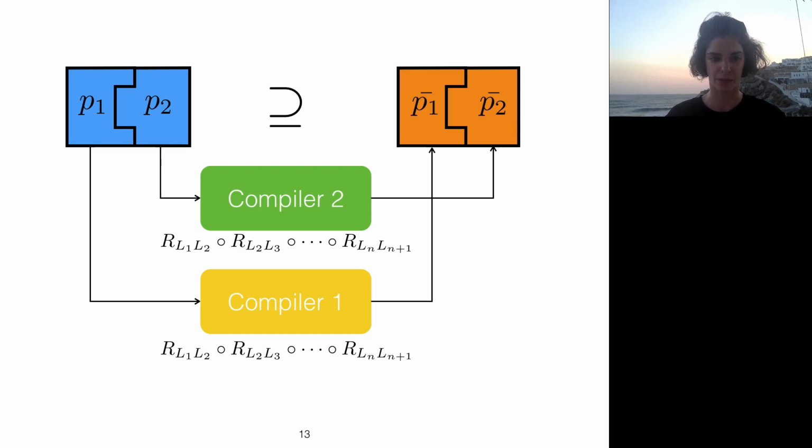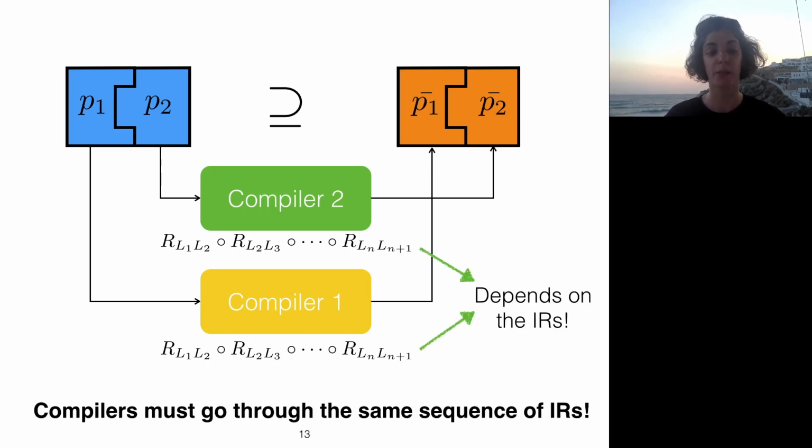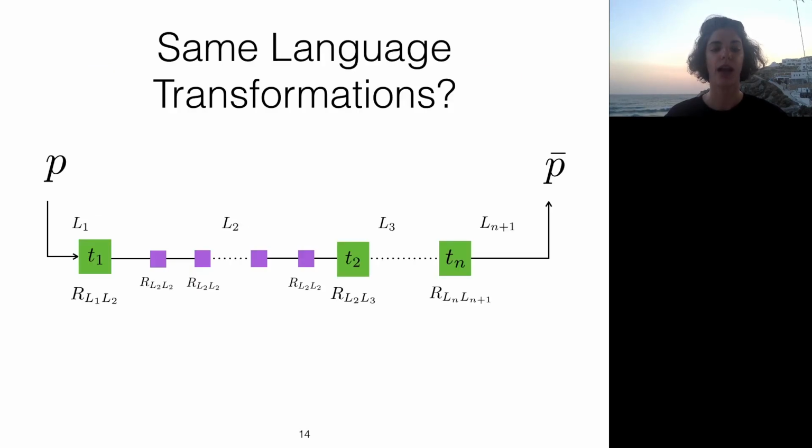So what is the catch? This relation depends on the intermediate representations that are used in the pipeline. Therefore, it can only be used to specify compilers that have the exact same sequence of intermediate languages. I will now show how this technique can accommodate same-language transformations.